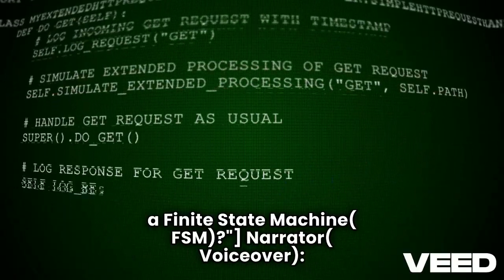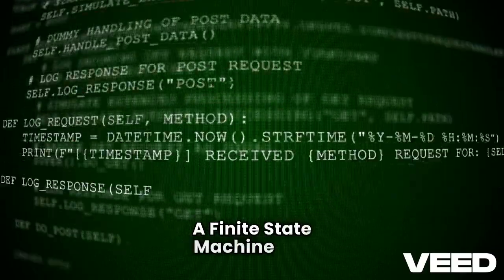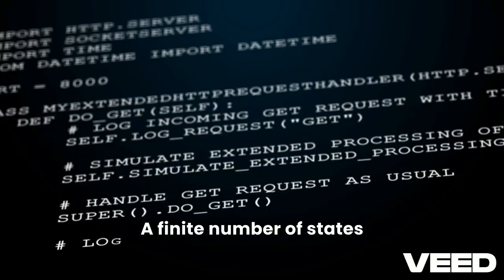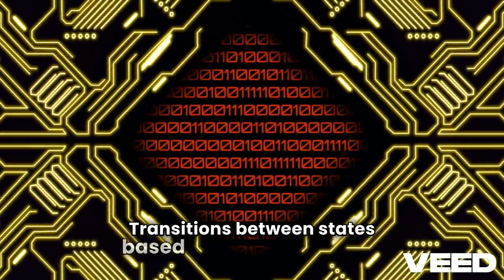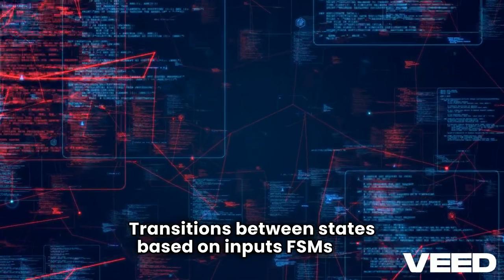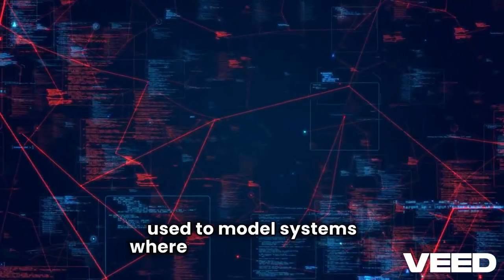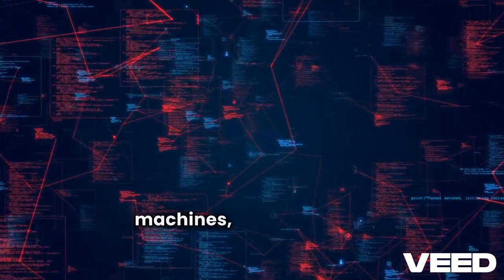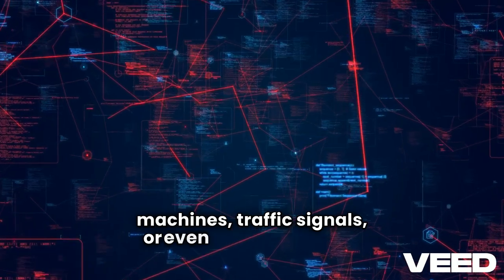A finite state machine is a computational model made up of a finite number of states, inputs and outputs, and transitions between states based on inputs. FSMs are used to model systems where the output depends on current state and input, like vending machines, traffic signals, or even simple software logic.